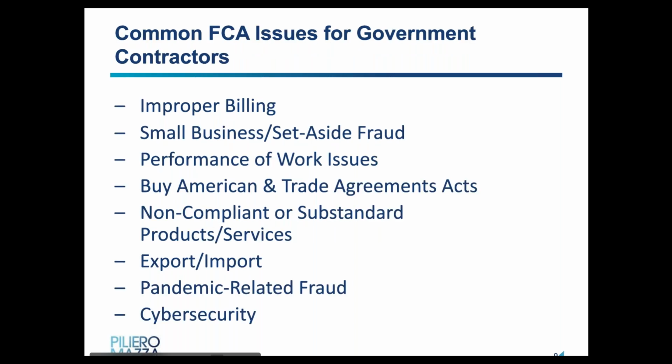So let's jump right into it. We're going to go through and talk about each of these bullet points today. But generally speaking, we've broken up the common FCA issues for government contractors into about 8 general bullets. Some of them have sub-bullets, some of them are very similar in concept, but we're going to talk a little bit about improper billing, small business and set-aside fraud, performance of work issues, the Buy American and Trade Agreements Acts, non-compliant or substandard products and services, export-import issues, pandemic-related fraud, and last but not least, cybersecurity.